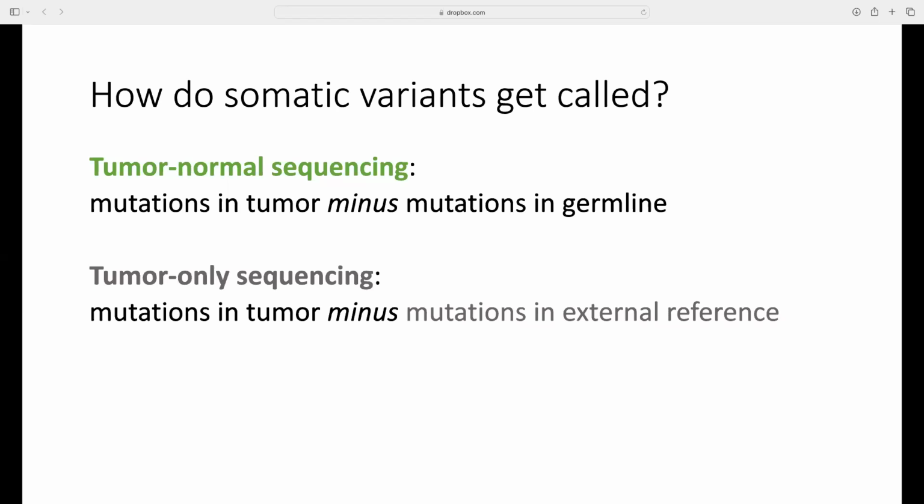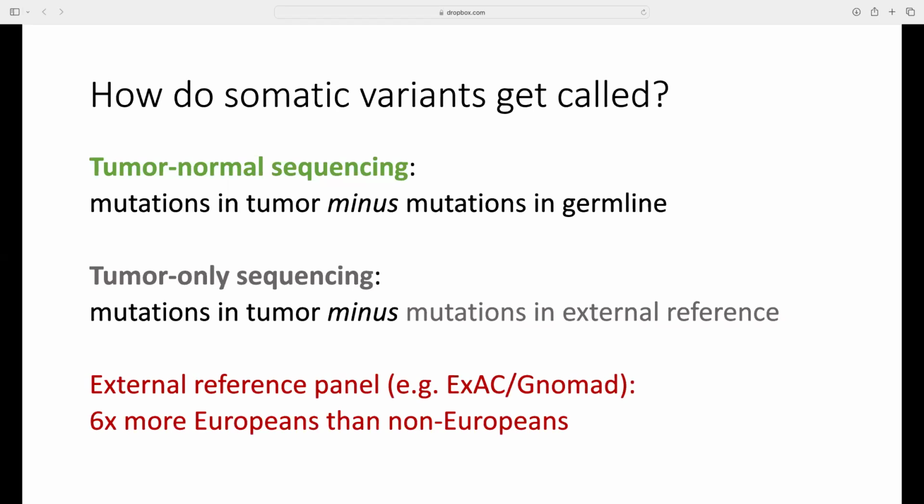This again gets back to the observation that a lot of times what we're doing is based on reference panels and not the observed individuals. This is true for a lot of cohorts and datasets that have been collected. These reference panels severely underrepresent the contribution of non-European ancestry individuals, and specifically the panel that gets used here, from the EGSAC consortium, has 6 times more samples from European ancestry than non-European ancestry.